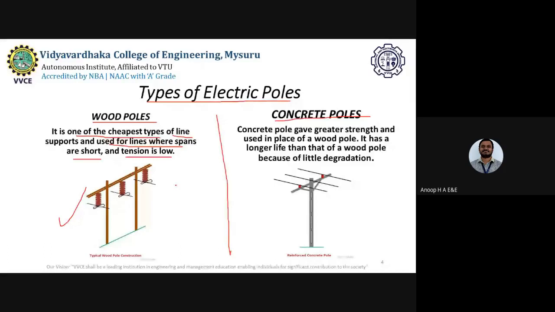Based on the construction, we generally use wooden poles for lower purposes, the cheapest type, and the low voltage ranges. With wooden poles, if there was any increase or any short circuit, the overall system would collapse. That led to the development of concrete poles. Concrete poles gave greater strength and are used in place of wooden poles. The wooden pole has a shorter lifespan, and this one has a longer lifespan.